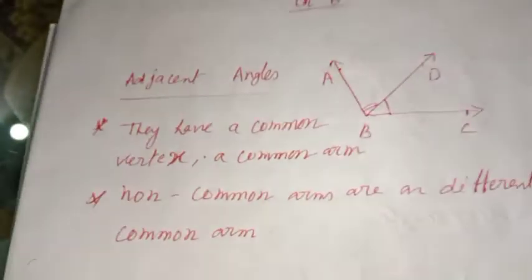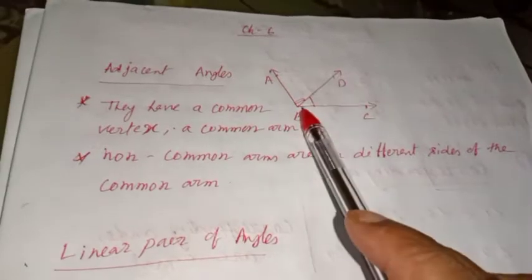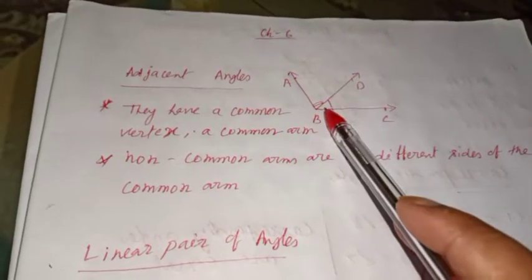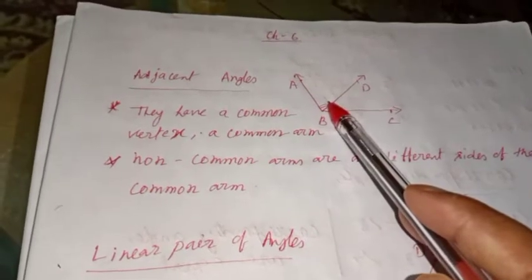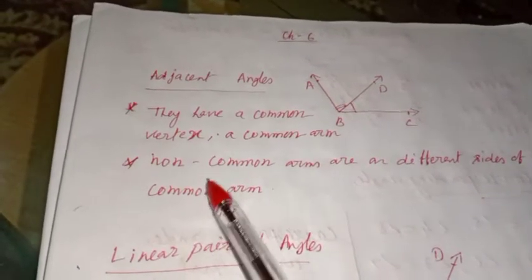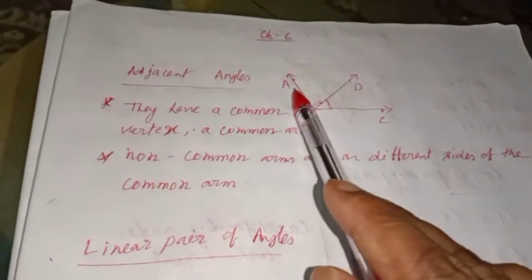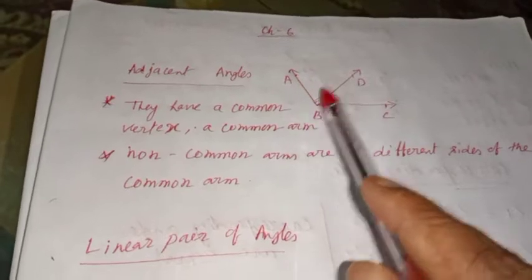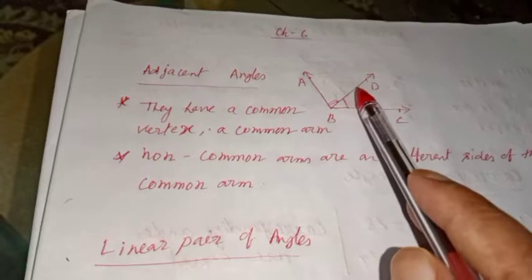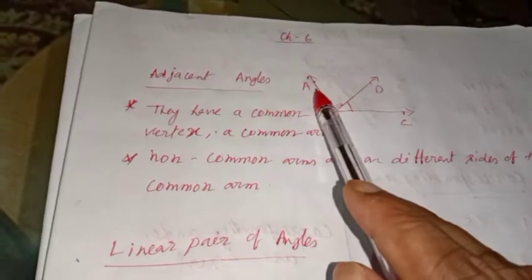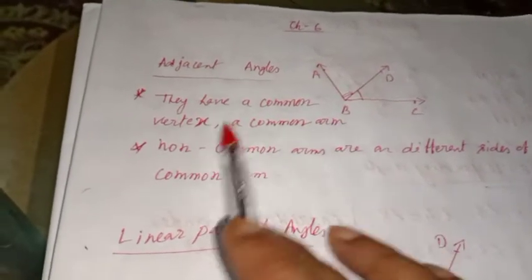Adjacent angles have a common vertex and a common arm. You can see B is the common vertex, and the common arm is BD. The non-common arms are on different sides of the common arm. BC and BA are the non-common arms. BC is on the right side of the common arm BD, and BA is on the left side. This is an adjacent angle.